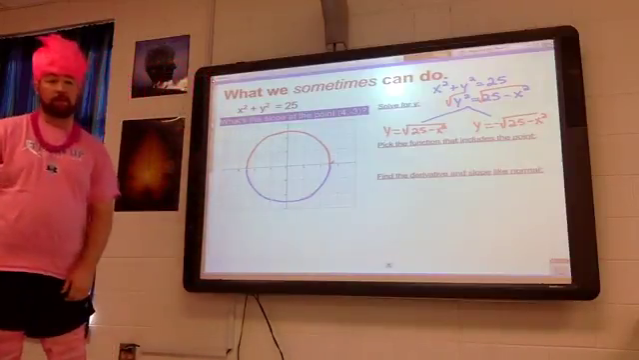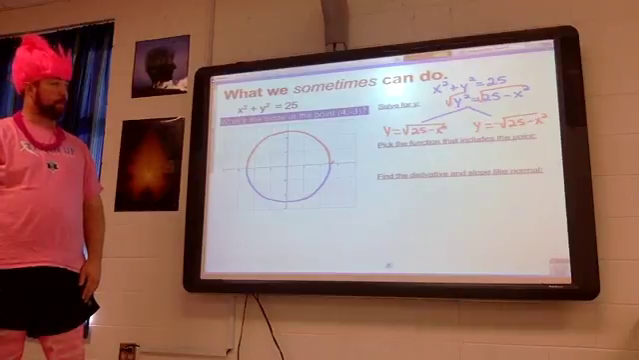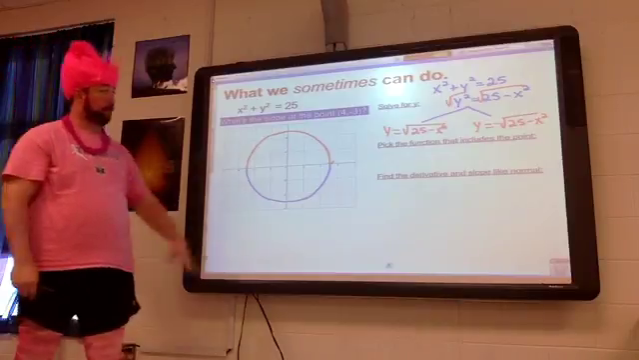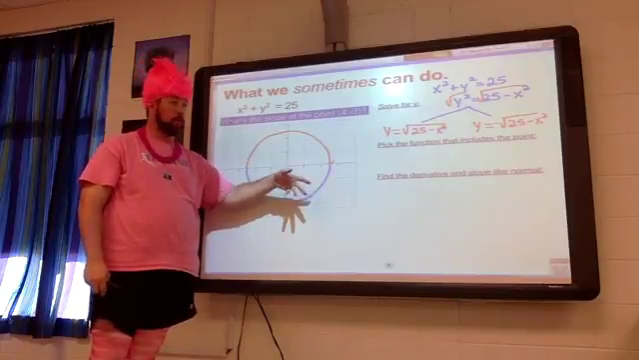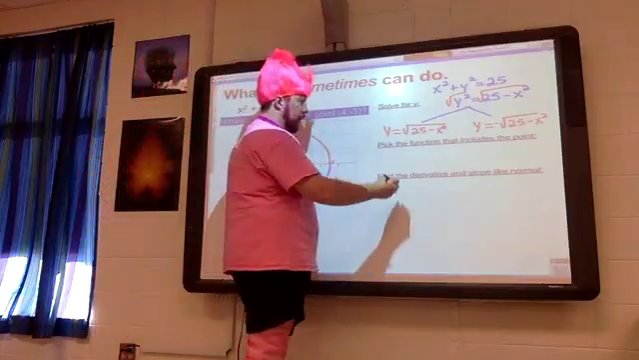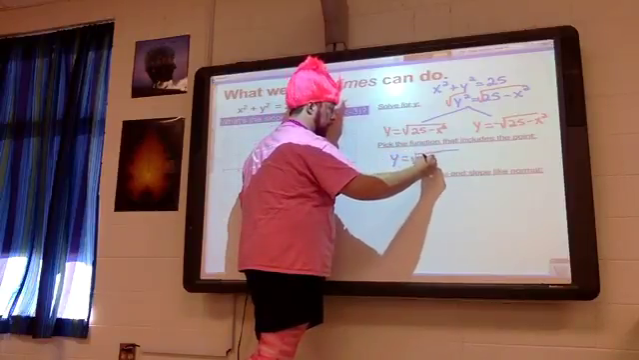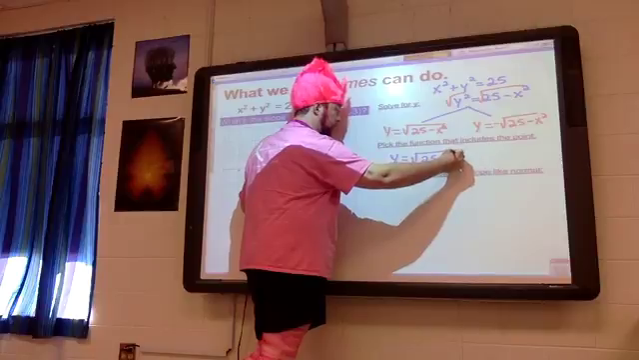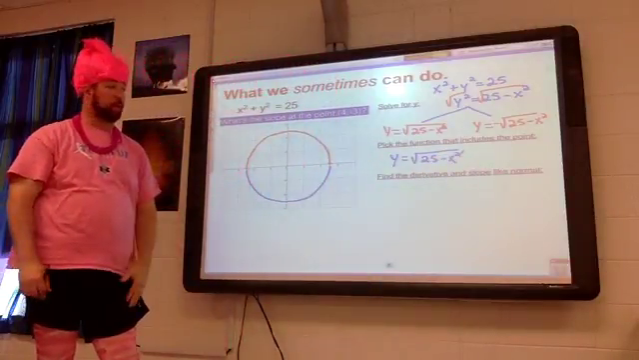All right, once you have it broken down into two equations, we want to pick the function that includes our point. Well, where is our point? Is our point up at the top, or is our point 4, negative 3 down at the bottom? Well, it's down in the bottom, so we're going to use that equation right there. y is equal to the negative square root of 25 minus x squared. All right, and then we can find the derivative and slope just like normal.